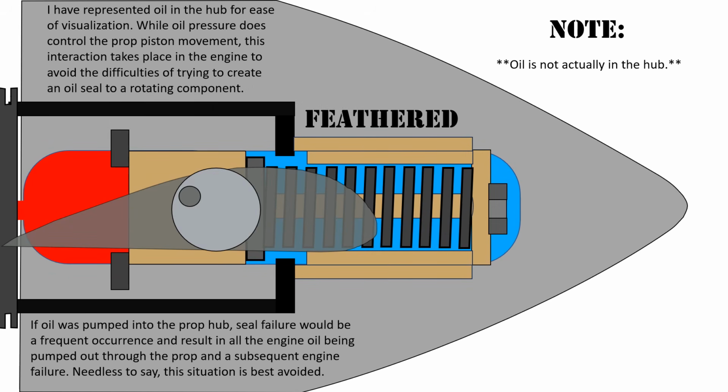I have represented oil in the hub for ease of visualization. While oil pressure does control the prop piston movement, this interaction takes place in the engine to avoid the difficulties of trying to create an oil seal to a rotating component. If oil was pumped into the prop hub, seal failure would be a frequent occurrence and result in all the engine oil being pumped out through the prop and a subsequent engine failure. Needless to say, this situation is best avoided.